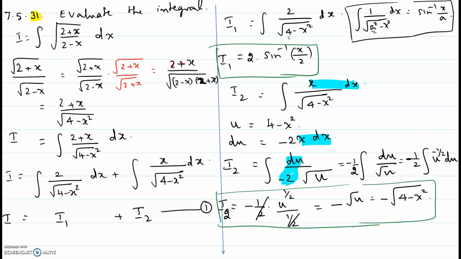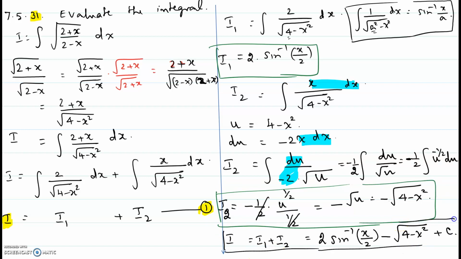So going back to step 1, that's what I is. I being the sum of I1 and I2: I1 we found to be 2 times sine inverse of x over 2, and I2 is negative square root of 4 minus x squared. This being an indefinite integral, you have to add the additive constant c. Hope this video helps.